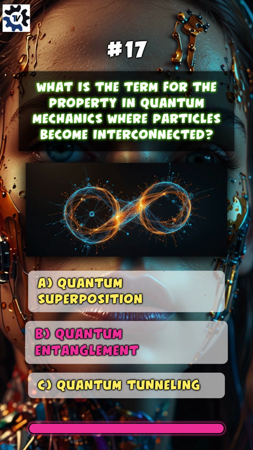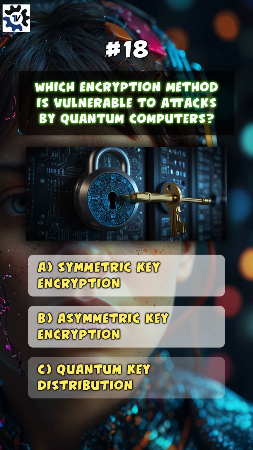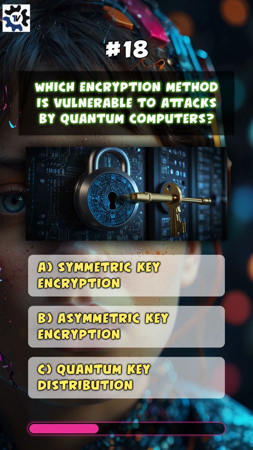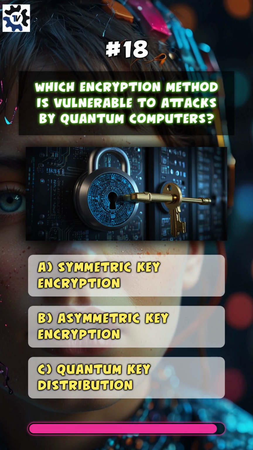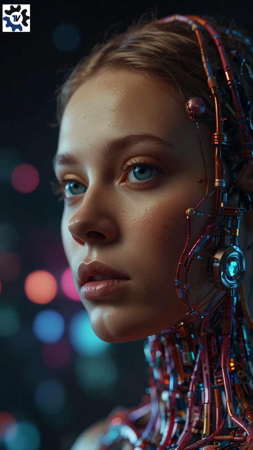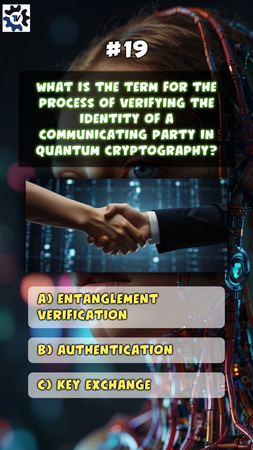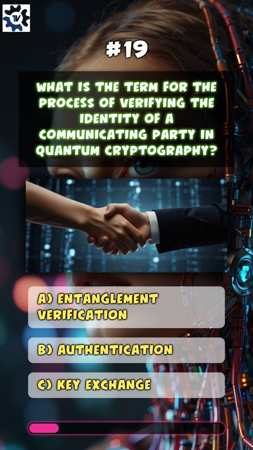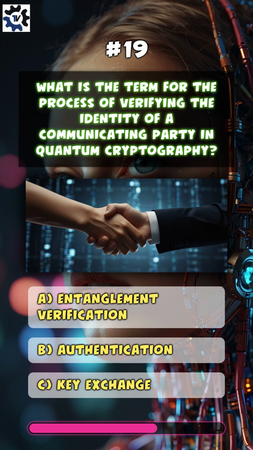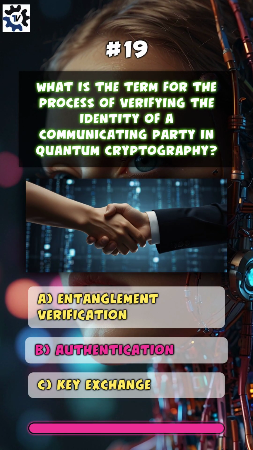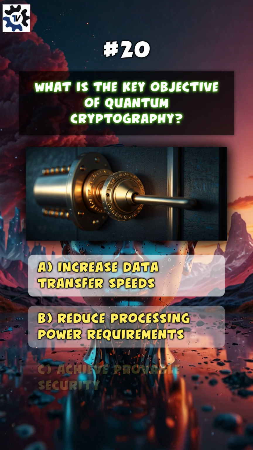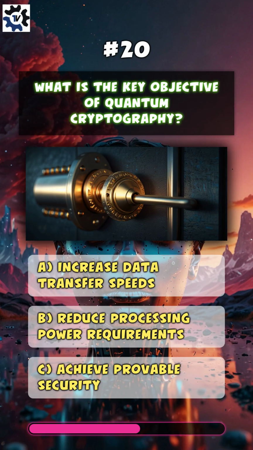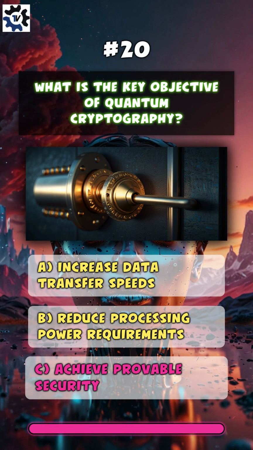What is the term for the property in quantum mechanics where particles become interconnected? B. Quantum entanglement. Which encryption method is vulnerable to attacks by quantum computers? B. Asymmetric key encryption. What is the term for the process of verifying the identity of a communicating party in quantum cryptography? B. Authentication. What is the key objective of quantum cryptography? C. Achieve provable security.